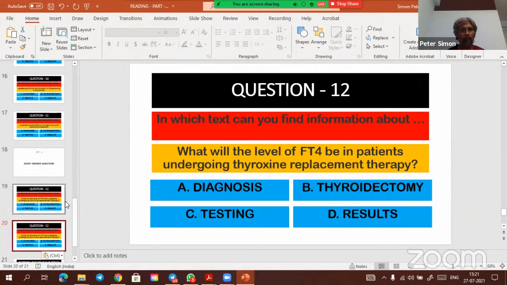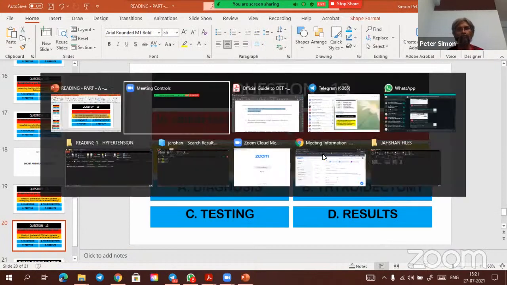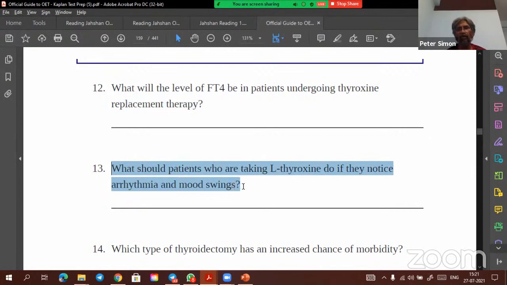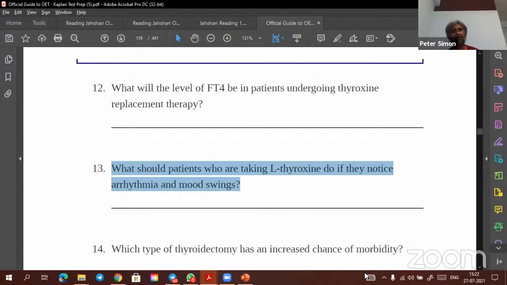Next, 13. What should patients who are taking L-thyroxine do if they notice arrhythmia and mood swings? That means do's and don'ts, regulations, prohibitions, permissions. What should they do? What should they not do? Means don'ts. So all the types of questions are related to what I told you earlier. That is what I am showing you here.